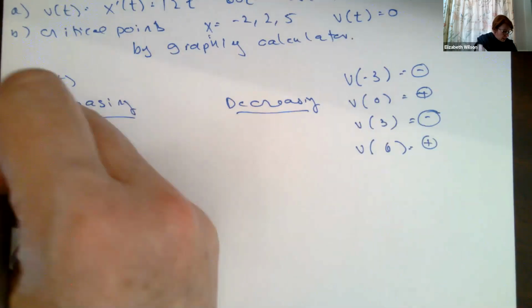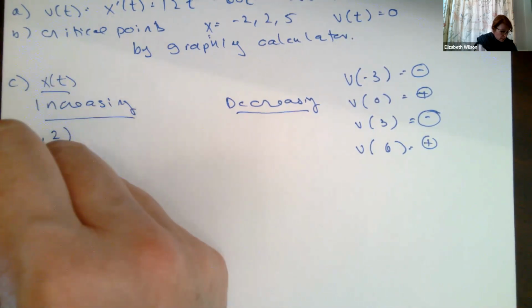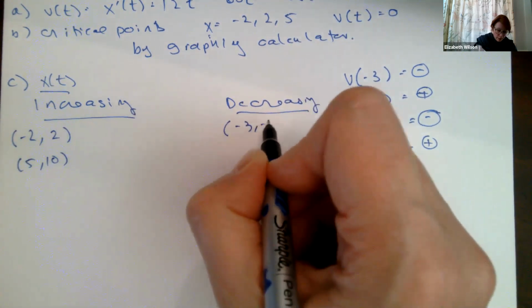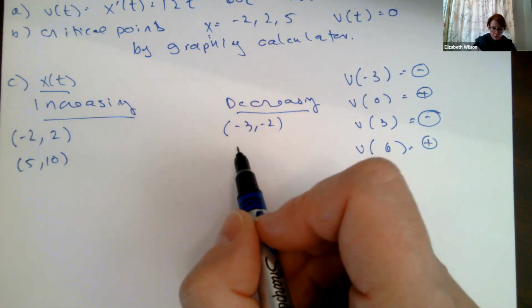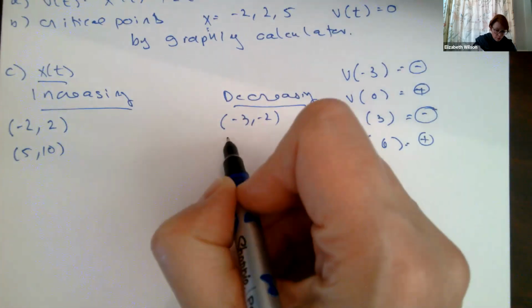So from there, I could say it's increasing on the interval minus 2 to 2, and then from 5 to 10, and it's decreasing from minus 3 to minus 2, and from 2 to 5. I don't have to go to infinities, because I was bounded here.